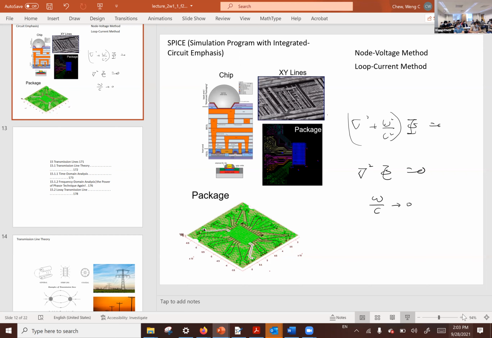What does this mean? Omega over c tends to 0. You can think about it: it means that the speed of light is infinite. That's one way to think about it. It's also the same as saying that the retardation effect becomes important. Retardation effect means the delay.